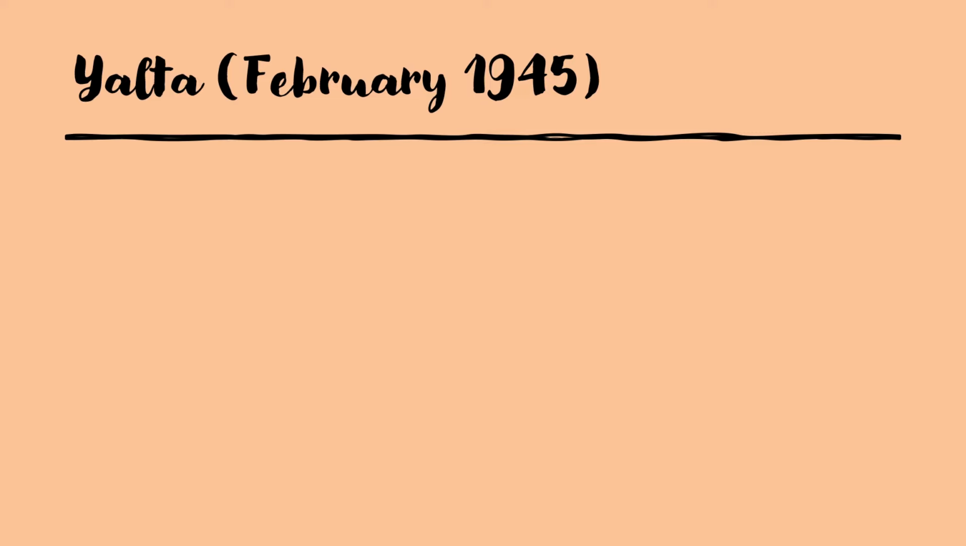The next conference is the Yalta Conference, which happened in February 1945. By this time, the war was still ongoing, but it looked very, very clear that Germany was going to be defeated within the next few months, and so they were preparing for what might happen after.